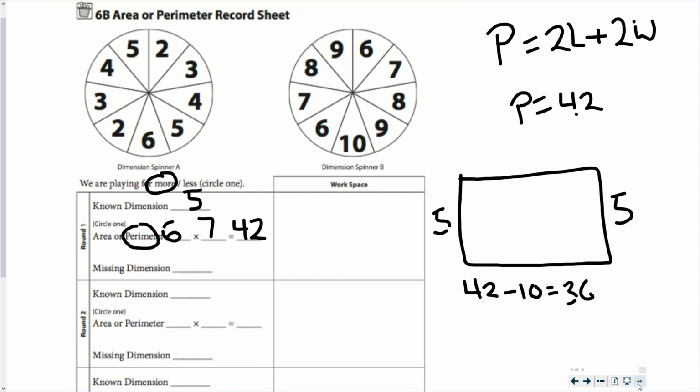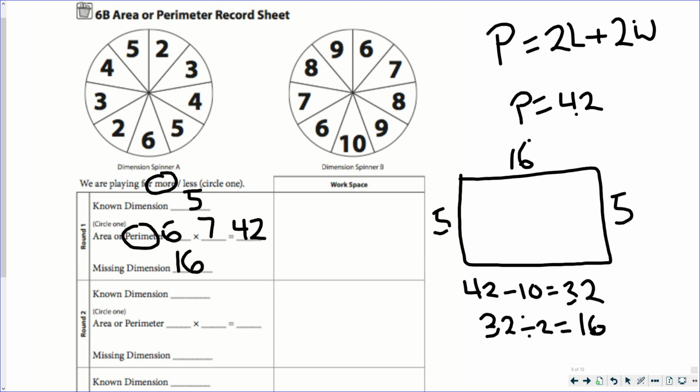I apologize, I was starting to write 36. It's going to give us 32 left over. That means that both this side and this side together equal 32. Well, if we have two sides that equal 32 together, that means we need to split. 32 divided by 2 gives us our final missing dimension of 16. So that means that this side is 16, and of course the bottom side would be 16 as well. And that would be my answer for the missing dimension.